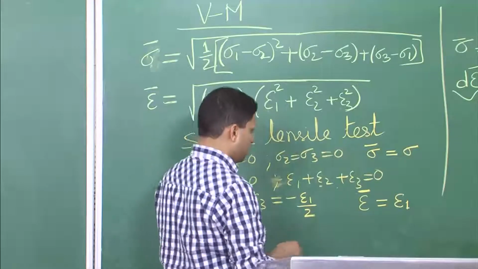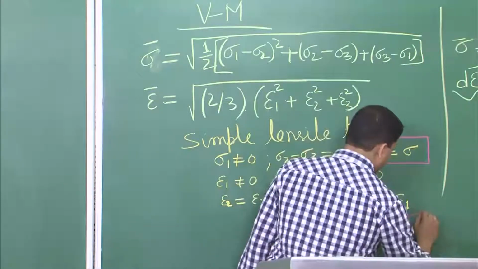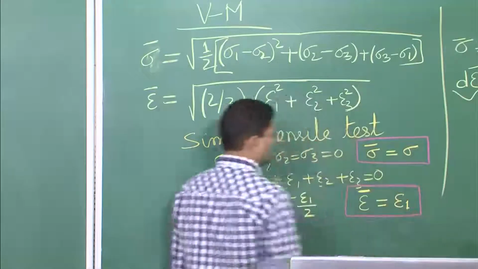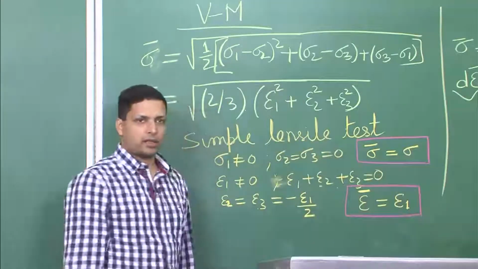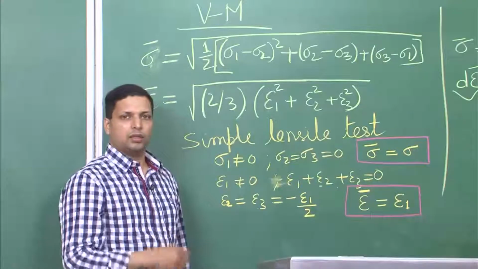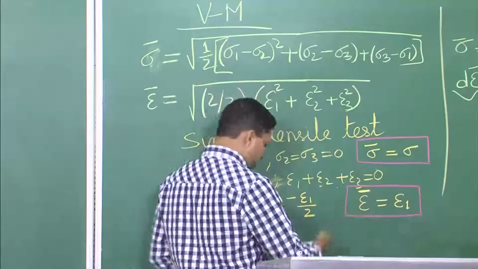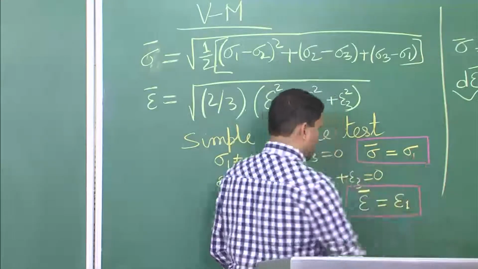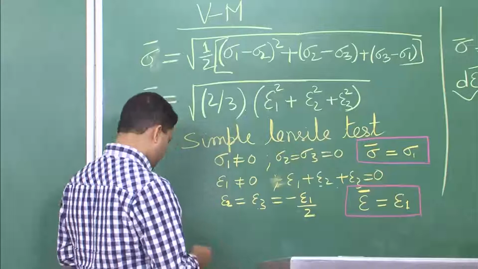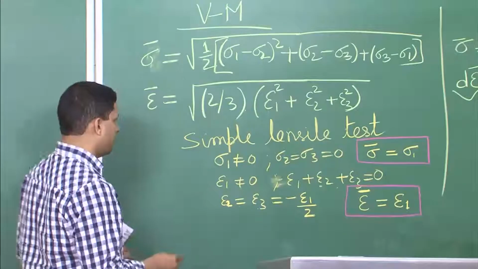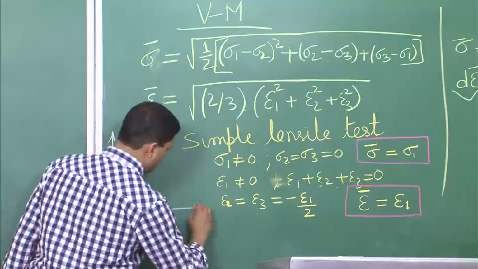So we have two very important results over here. Your effective stress is same as the stress that you get in uniaxial tensile condition. Effective strain is same as the uniaxial strain, or the strain in the uniaxial tensile condition, which means it has a very strong implication. If you can understand the meaning, you will be really surprised what it is actually saying.